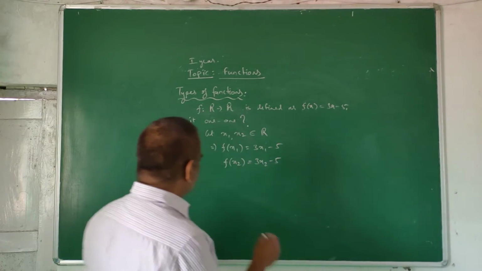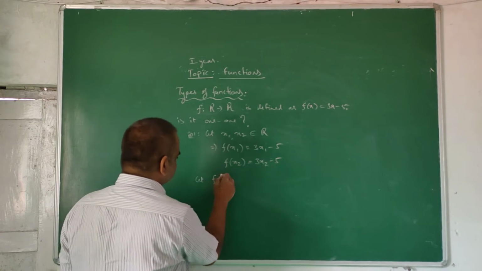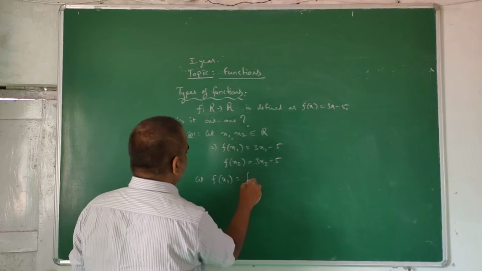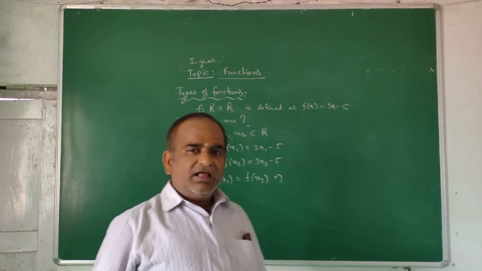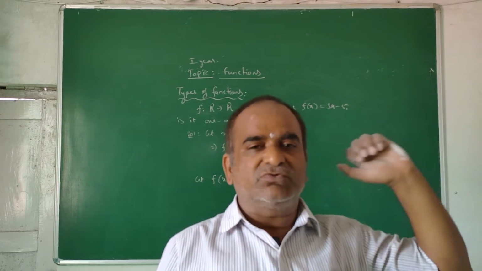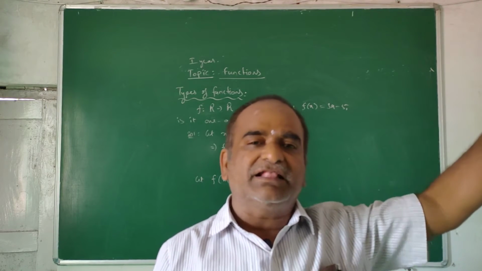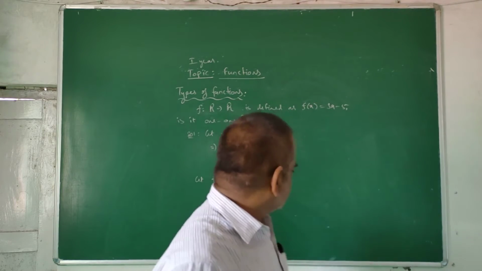Now let us assume that f of x1 and f of x2 are equal. This assumption should lead to x1 equal to x2. If it leads successfully, it is a one-one function. If not, it is not a one-one function.